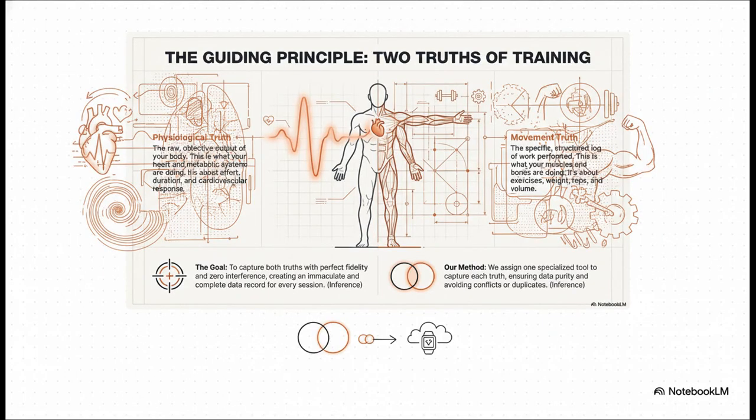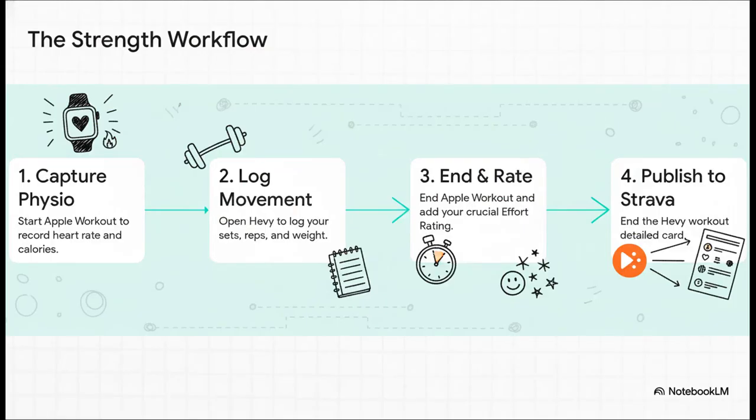Let's start with strength training. This is where things get really interesting because we're going to separate 2 different concepts. First, you have the physiological truth. That's your body's effort. Then you have the movement truth, the specific work you actually performed, like sets, reps, and weight. To get both of those truths, we're actually going to use 2 apps at the same time. You start the native Apple Workout app on your watch to record your heart rate and calories.